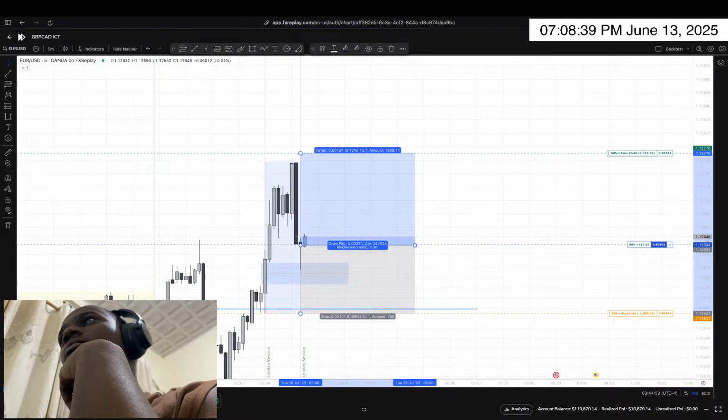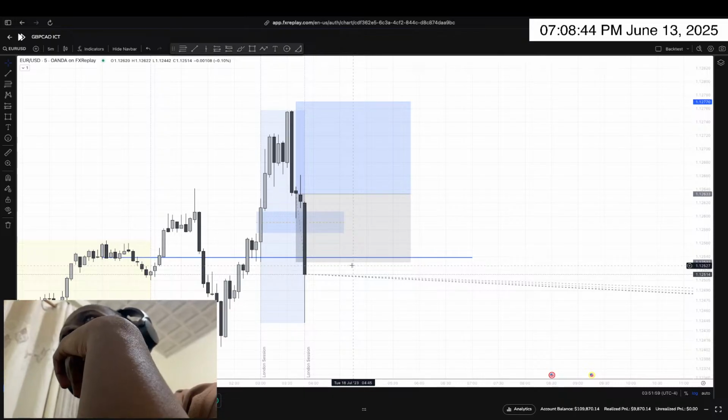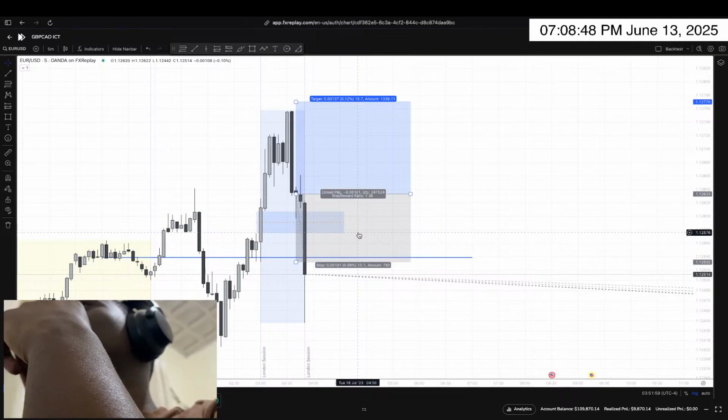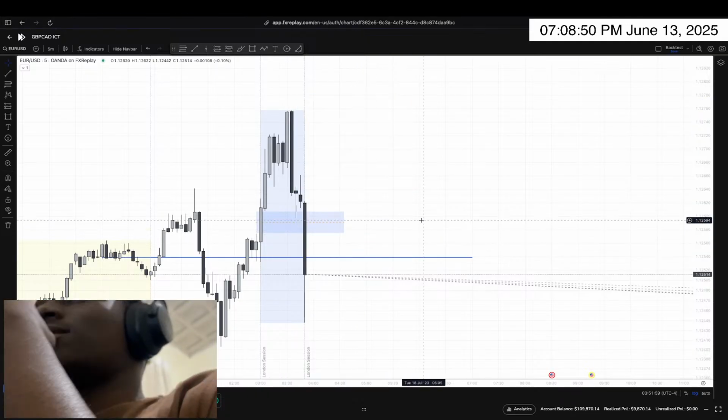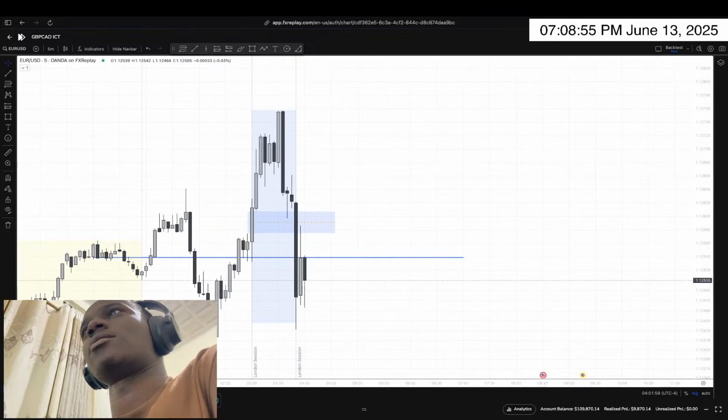Now let's see how this goes. So it ends up hitting stop loss, even though it showed signs of rejection. Really crazy move. So let's see how London closes on the day.